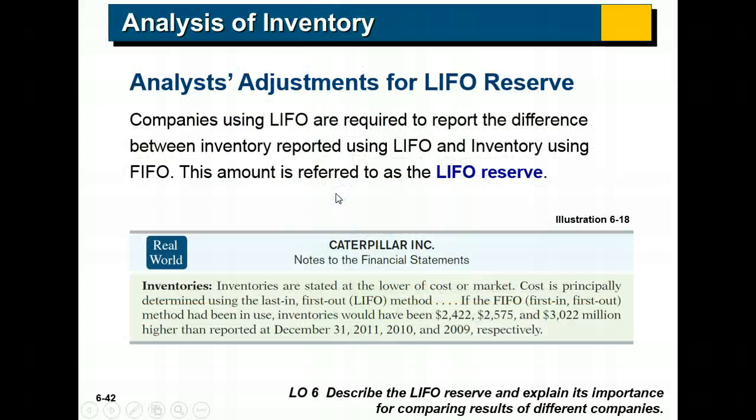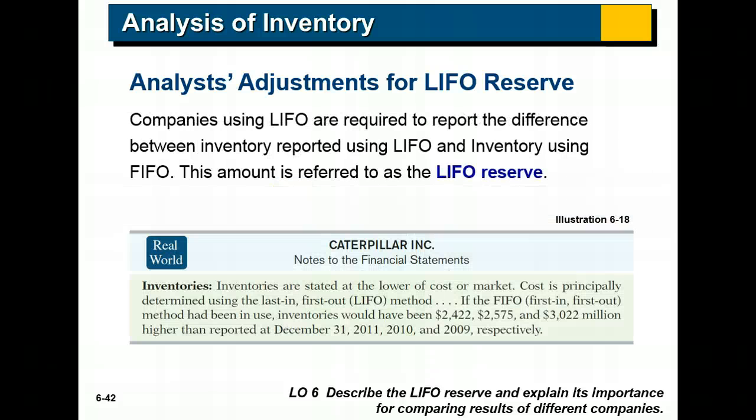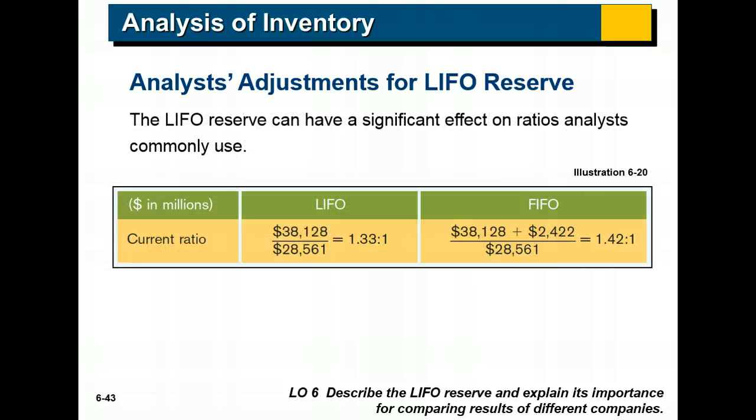So let's look at a LIFO reserve. Companies using LIFO are required to report the difference between inventory reported using LIFO and inventory using FIFO. The difference is called the LIFO reserve because, remember, if we're using LIFO to cost products, our LIFO ending inventory on our books is going to show less than FIFO. So that difference is called a reserve.